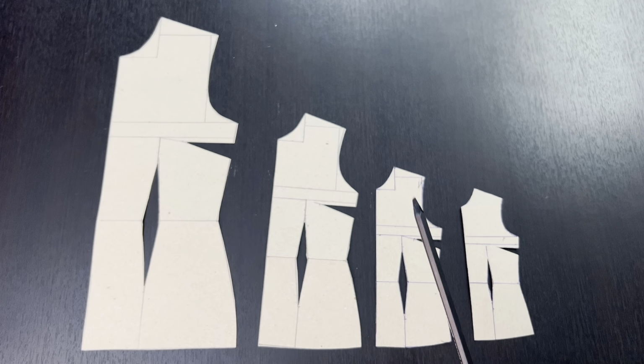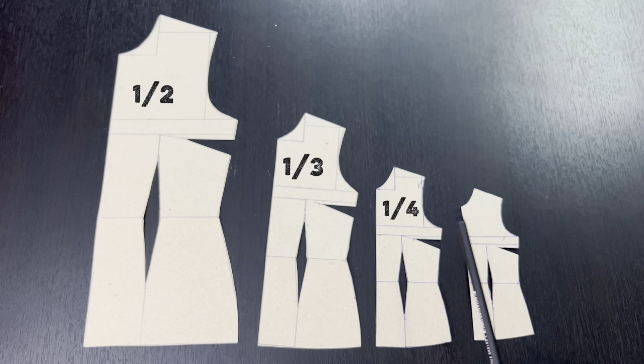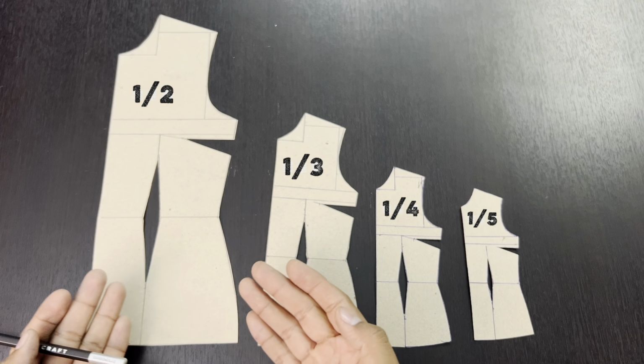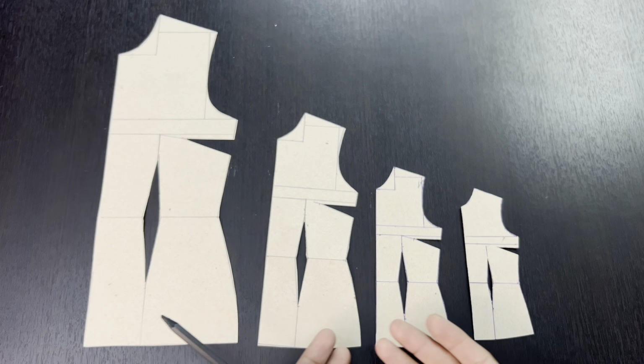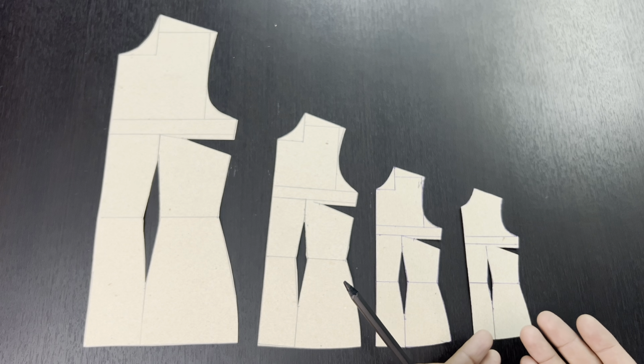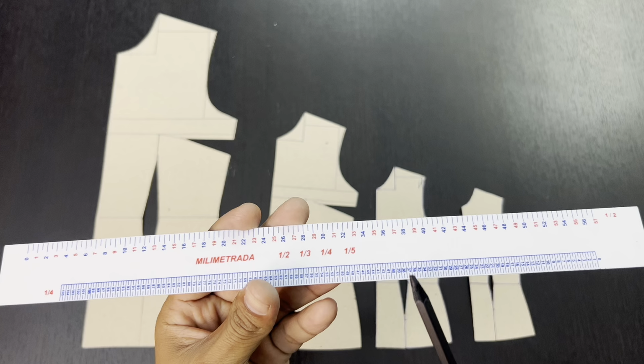The following one is made in a third. The next one was made in a quarter, and the last one is made in a fifth. If we notice, the smaller the number, the larger the increased measurements we have, okay? The larger the number, the smaller or more reduced the measurement of our little ruler, okay?